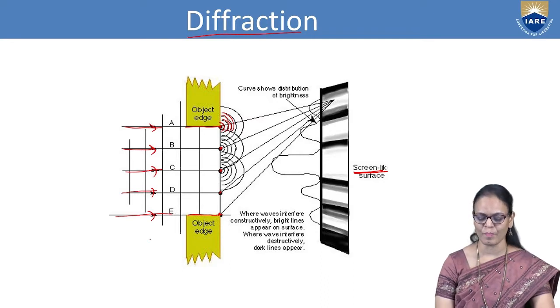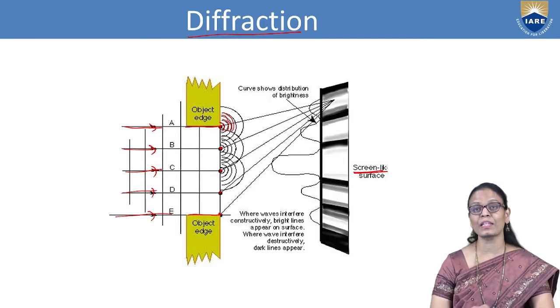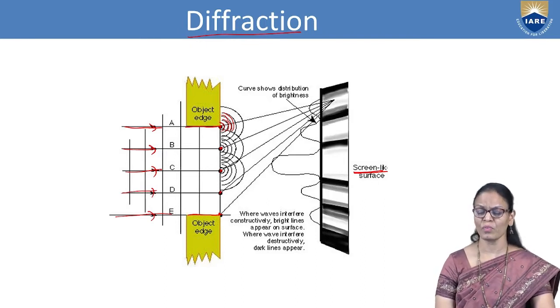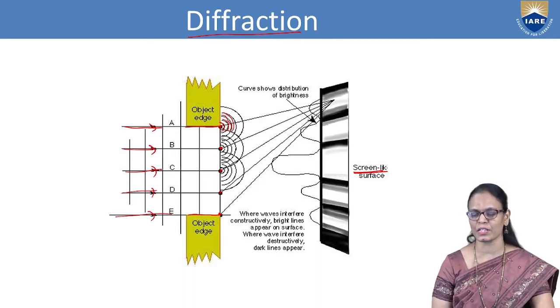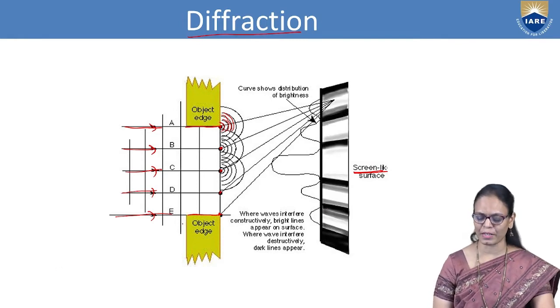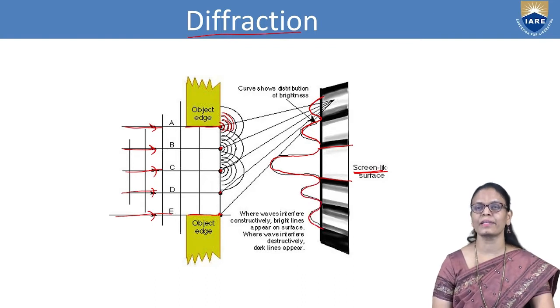What happens here is, the secondary sources send out wavelets. When these waves interfere with each other, the bending happens, and depending upon the bending and the waves that interfere with each other, you get a diffraction pattern. In a diffraction pattern, you will have a central maxima which is very bright. This is the central maxima. And then you have secondary maxima on either side of the central maxima. So this is one more maxima and the other maxima.